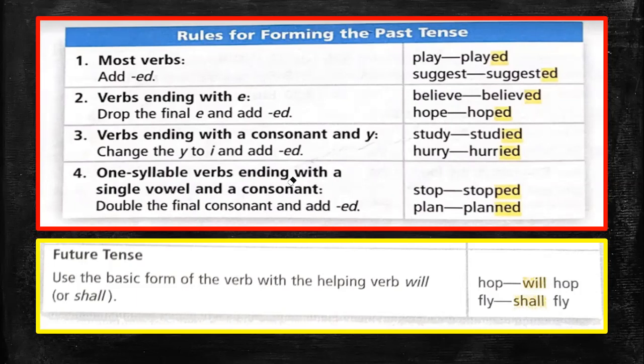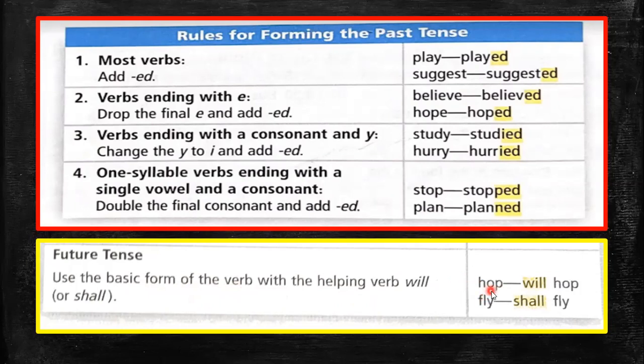Okay, so now that we're done with the past tense, let's go to the future tense. The future tense is very simple, but I need you to understand that to form the future tense, you have to use the basic form of the verb with the helping verb will or shall. Shall is mostly used with I or we, and it's rarely used, so we are going to focus on the helping verb will. So what does that mean? The basic form of the verb with the helping verb will. Let's look at the first example.